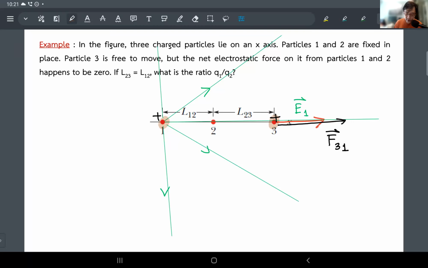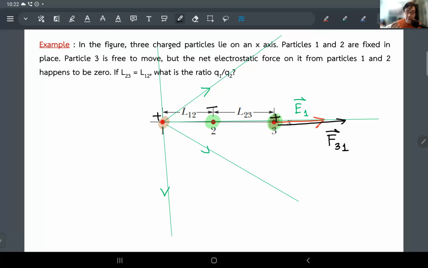So let's do charge number two. Charge number two is going to act with charge number three as well. But because you want the net force to be zero, you can probably guess charge number two should have an opposite sign. So you should have a negative sign on charge number two.